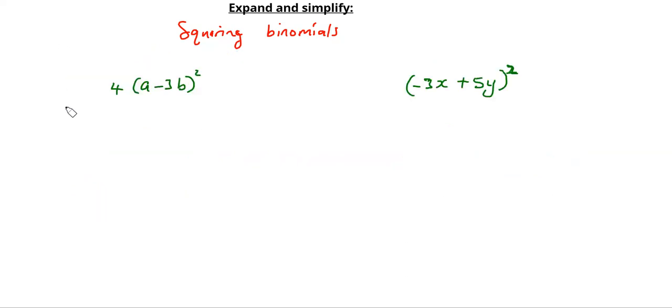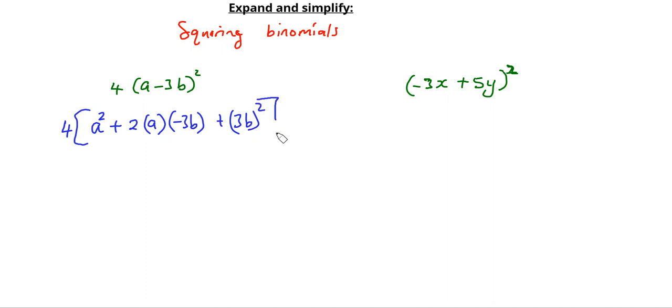Now let's look into the next slide. 4 times a minus 3b squared. We're going to take the 4 outside in this case because we need to deal with this bracket first. So what have we learned? We square a, plus 2 with first term a, second term negative 3b. Then last term is plus 3b squared. We put it in a bracket. Whenever you have 2 terms multiplied together, you must put them in a bracket and square. That's what you need to learn to do.